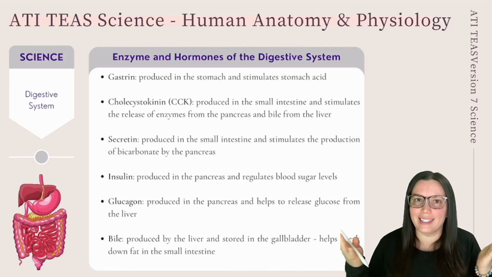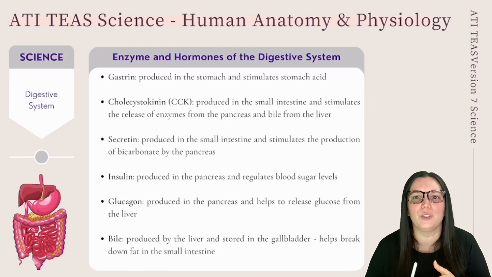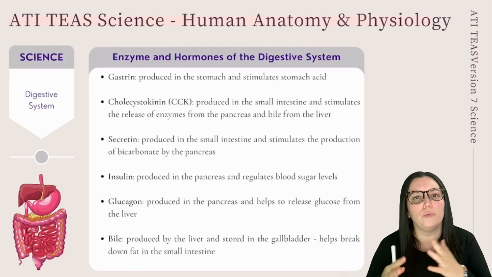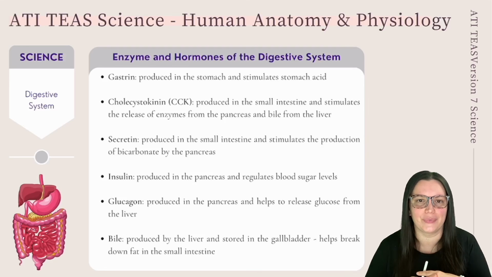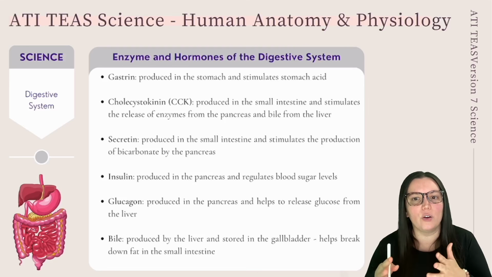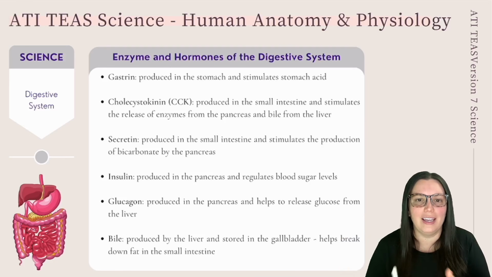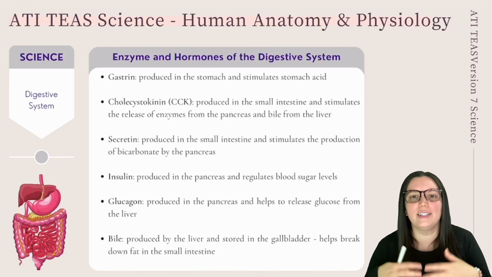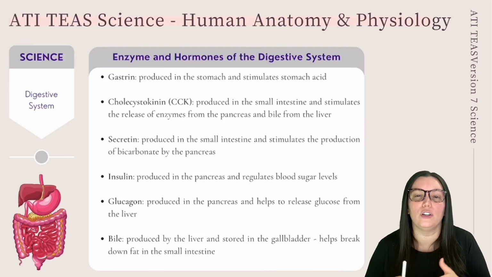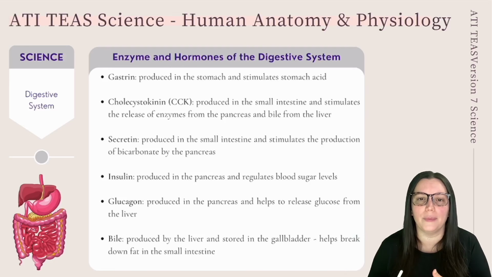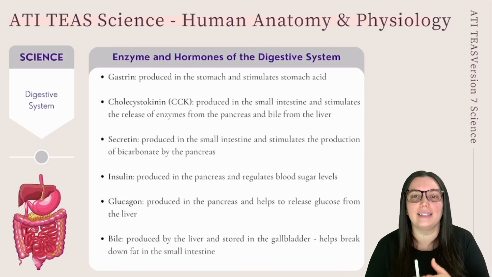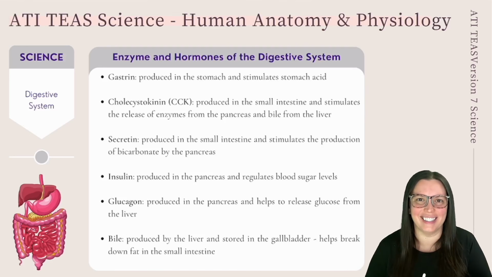Of course, we have insulin, our favorite, and that hormone is produced by the pancreas and helps regulate our blood sugar levels. Glucagon, that hormone is produced by the pancreas and helps release glucose from the liver. And then lastly, we have bile, and this is the fluid that is produced by the liver and ultimately stored in our gallbladder. Bile breaks down fats that are found within the small intestine.